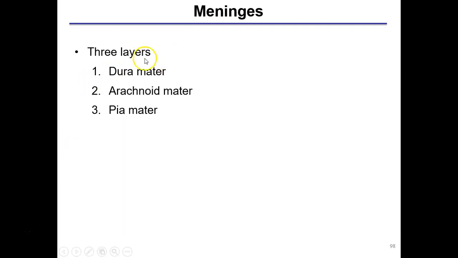So the 3 meningeal layers: the outer layer, the very tough dura mater, the much more delicate arachnoid mater, this is the middle layer, and then of course between the arachnoid and the pia mater is the space which is filled with cerebral spinal fluid, the subarachnoid space. And finally, the pia mater, which is a very delicate connective tissue layer, which is directly applied to the outer surface of the brain and spine.